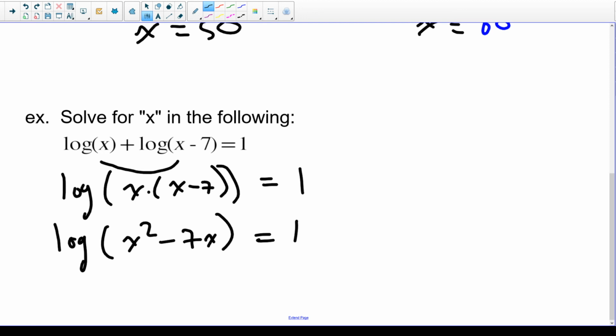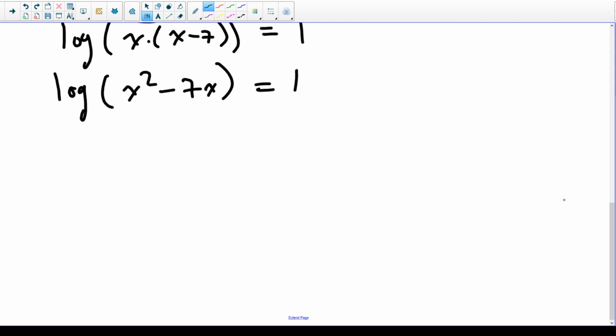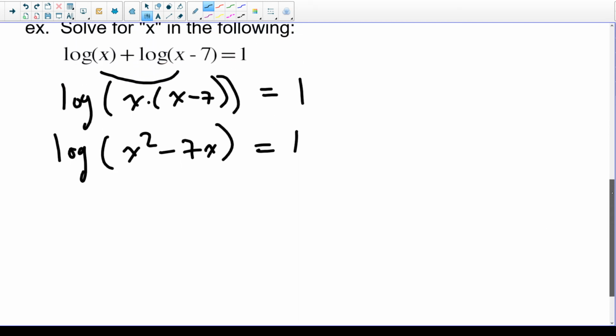Okay, again, please don't answer the next step. I want everybody to think about what the next step would be. How would I now get rid of the logarithm on the left-hand side? So don't answer, please. Everybody just think about it. Okay, now you can answer.